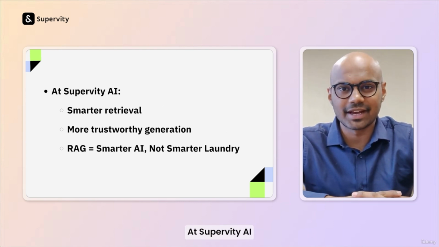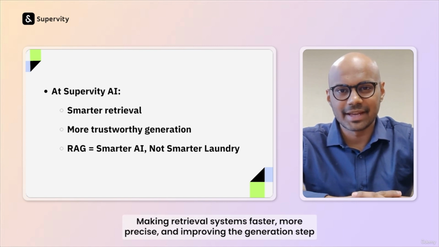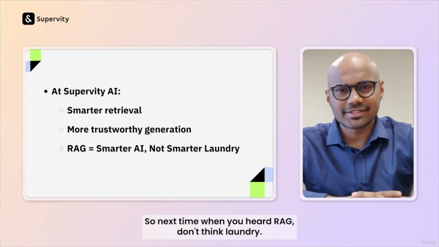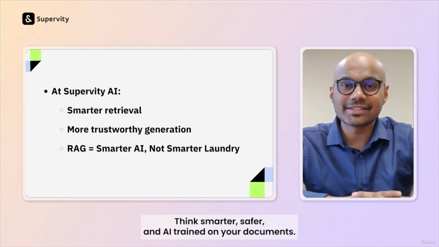At Supervity AI, we're working on both fronts, making retrieval systems faster, more precise, and improving the generation step so that it delivers rich, thoughtful, context-based, trustworthy answers. So next time when you hear RAG, don't think laundry, think smarter, safer AI trained on your documents.